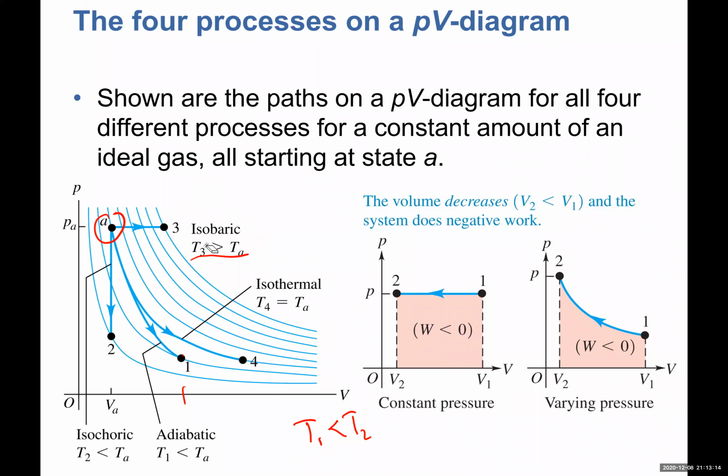All right, so the last one going from A to 4. And you can see, right, A to 4 is on the same blue line. That means same isotherm. This is known as the isothermal process. Isothermal process changes pressure, changes volume, but keeps the temperature constant. T4 and TA are along the same isotherm, so they have the same temperature.